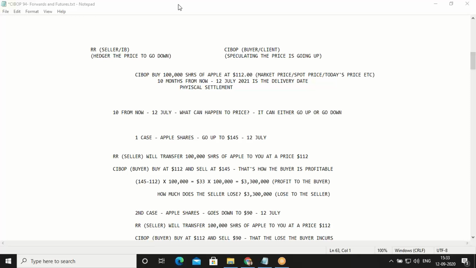Let me be clear here. In forward contracts, both parties have an obligation. When you use the word obligation, you have no choice but to honor the contract. But in options, you have a choice. In forwards, you don't have a choice. You have to honor the contract. In options, some of the amount gets forfeited if the contract is not exercised. So we'll talk about that tomorrow. Okay, thank you.